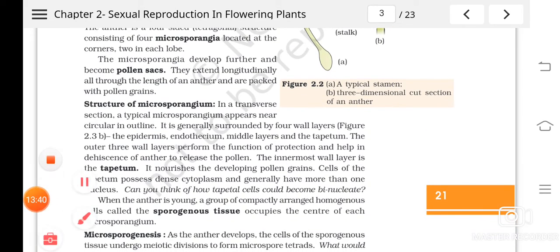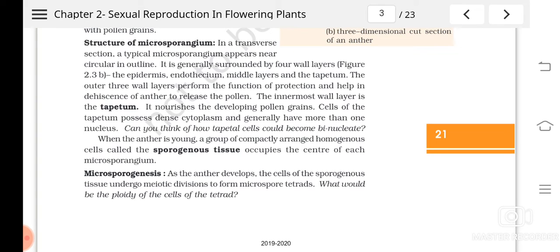So in each microsporangium, what can you see? You can see 4 wall layers. What are the different layers? Epidermis, endothecium, middle layers and tapetum. Among these, the 3 wall layers are protective in function, and the tapetum is responsible for giving nourishment to the developing pollen grains. Okay, so those are the wall layers.